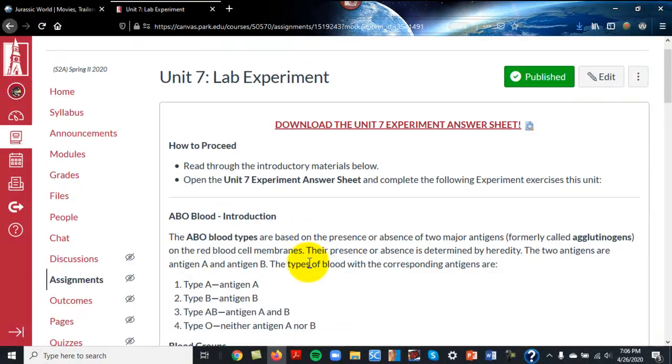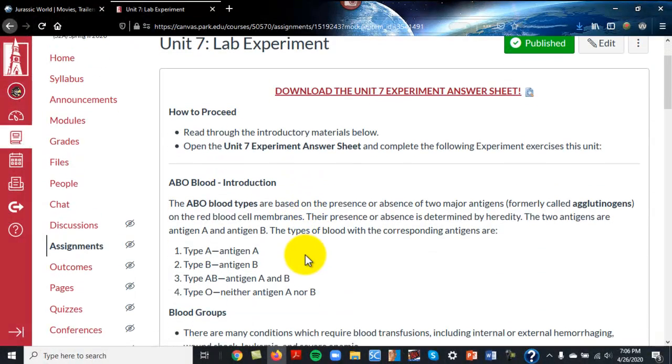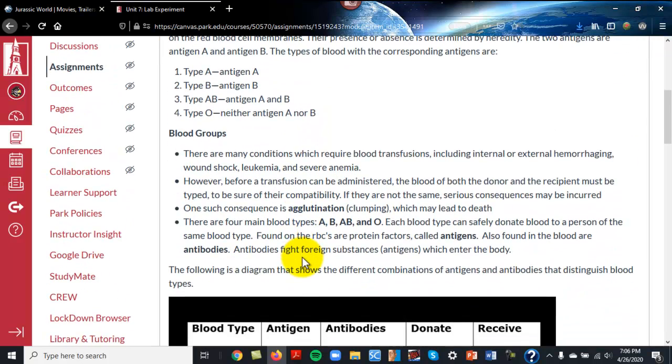Okay, in lab this week, lab is going to be about the ABO blood groups. And what you're going to have to do is give a little bit of information about what makes you a certain blood type and some other factors, and then who can donate to who and who can receive from who. That didn't make a lot of sense.